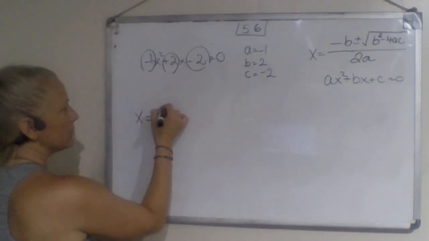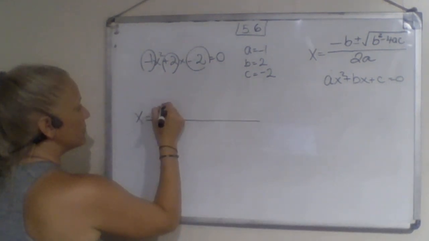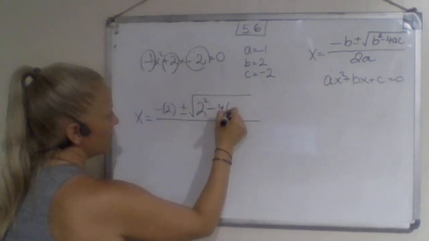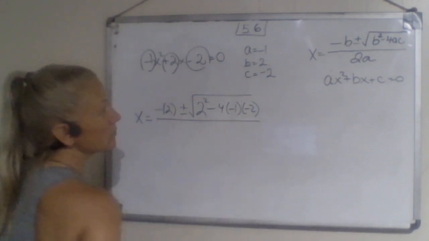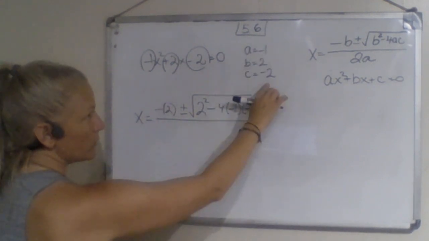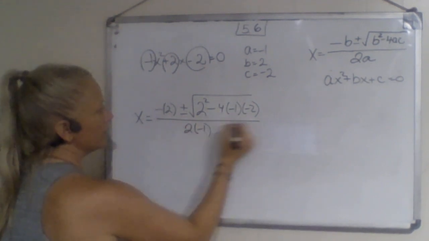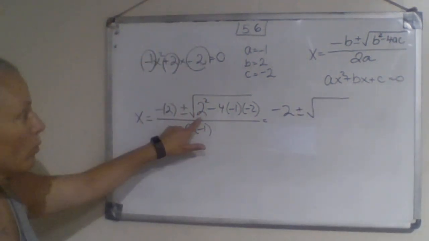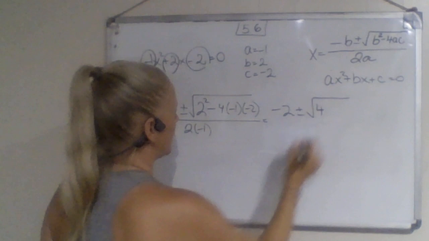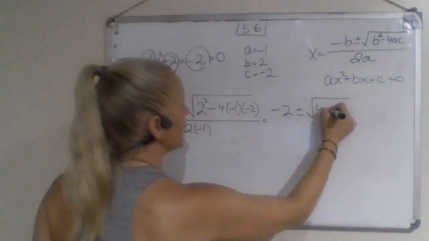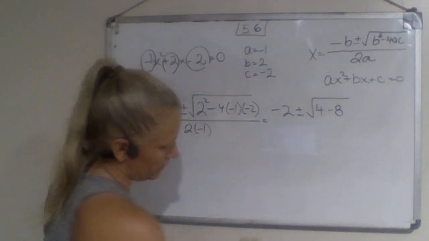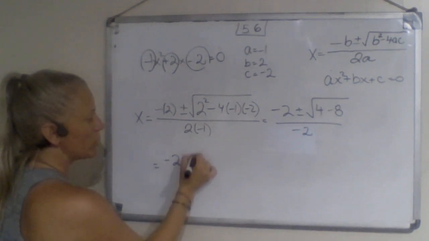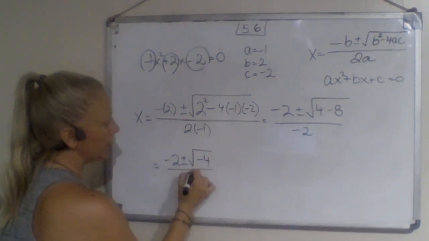X equals negative 2 plus or minus the square root of 2 squared minus 4 times negative 1 times negative 2, that's my C, all over 2 times negative 1. This becomes negative 2 plus or minus the square root of 4 minus 8, positive 4 times 2 is 8, correct? So 4 minus 8, all over negative 2. This becomes negative 2 plus or minus the square root of negative 4, over negative 2.